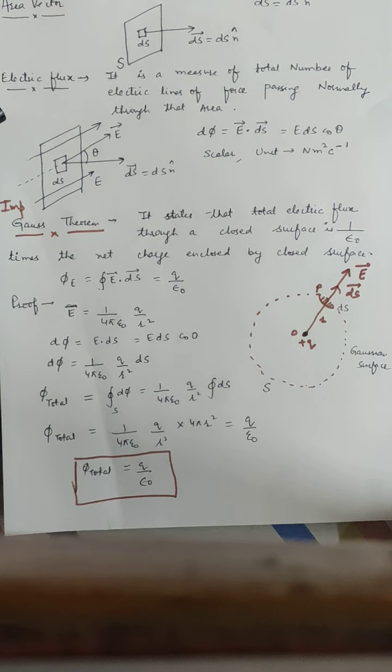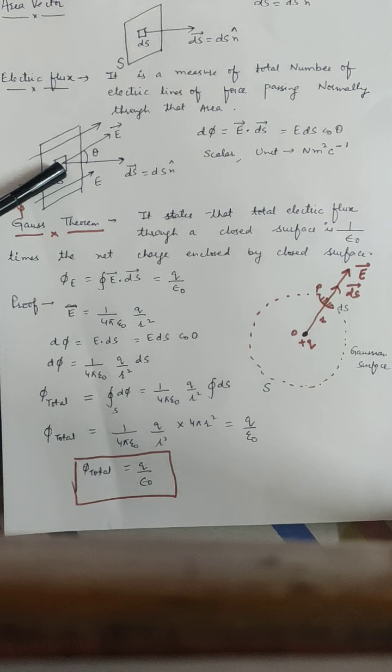The second important concept is electric flux. Electric flux is the measure of total number of electric lines of force passing normally through that area. Now consider a surface S, which is shown over here. There is a small element ds over the surface. These are the electric field lines which are passing over the surface, represented by E.